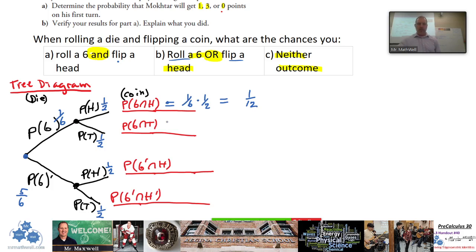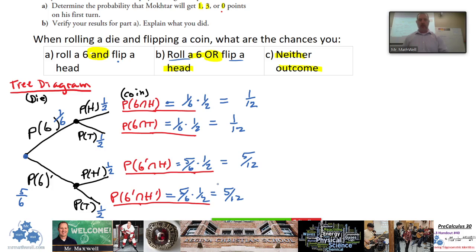Okay, what about a 6 and a tail? Well, that's the same thing. All right. What about a non-6 and a head? Well, that's going to be equal to 5 over 6 times 1/2. That's going to be 5 out of 12. So the probability of getting not a 6 with a head is much bigger than getting these other 2 so far. It makes sense. And not a 6 and not a head, well, it's the same thing. It's going to be 5 out of 12. It's 5/6 times 1/2.